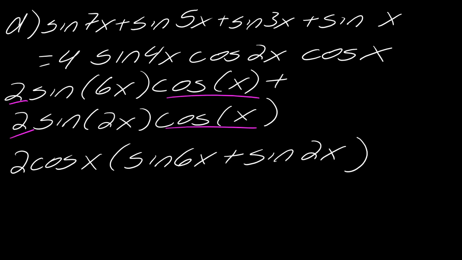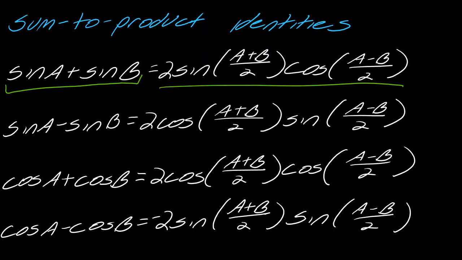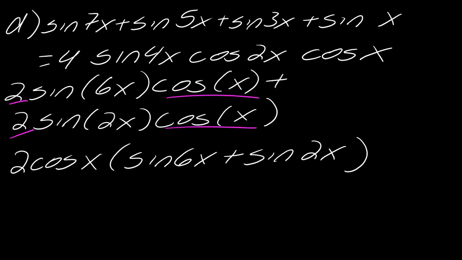Okay, and oh my god, look, I can use the same sum to product again, right? So now I've got sine of a plus sine of b, so I can apply this again. So let's do that. So this will be 2 cosine x, and now inside the parentheses I'm going to apply that same sum to product.